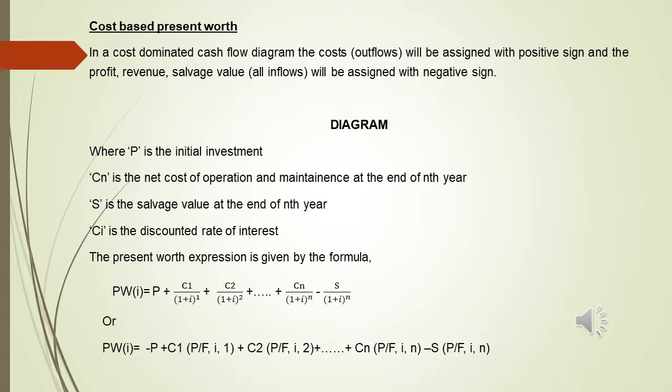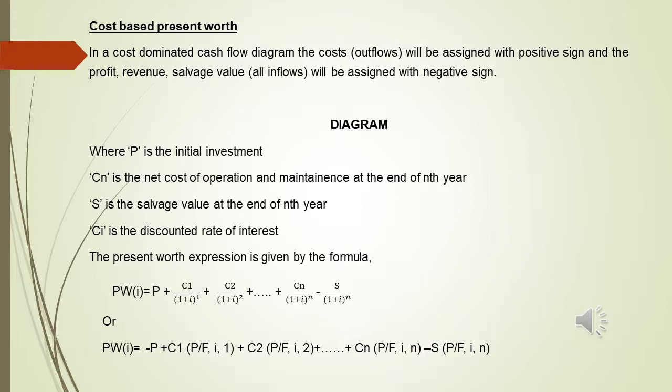Now we will check on cost based present worth. Here also there is a diagram, a cash flow diagram. Please refer. In a cost dominated cash flow diagram, the cost outflows will be assigned a positive sign, arrows will come down, and the profit, revenue, salvage value, all the inflows will be assigned a negative sign. Outflows will be positive and inflows will be negative.